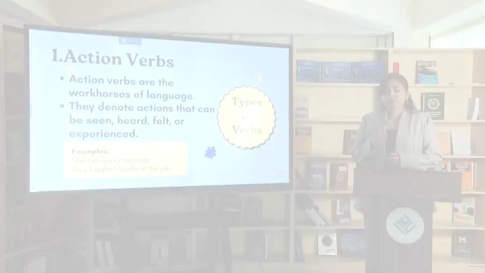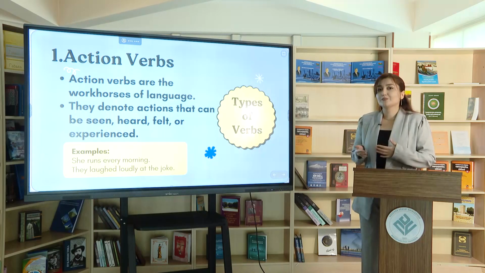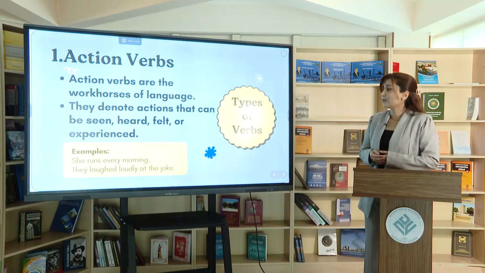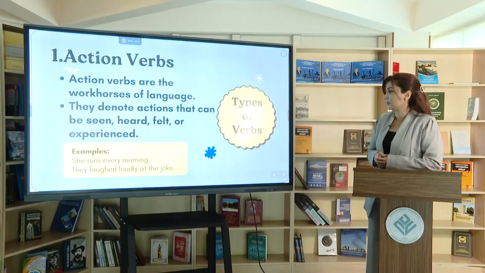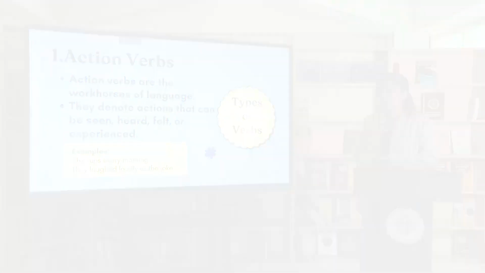Action verbs are the workhorses of language, and they can denote actions that can be seen, felt, or experienced. And I'll give some samples of them. She runs every morning, and they laughed loudly at the joke.